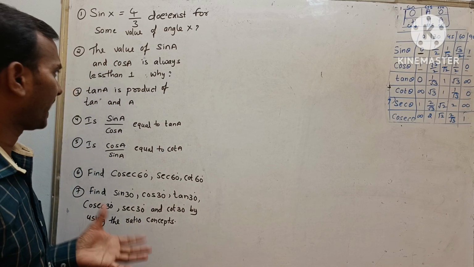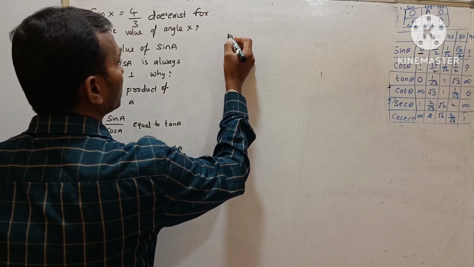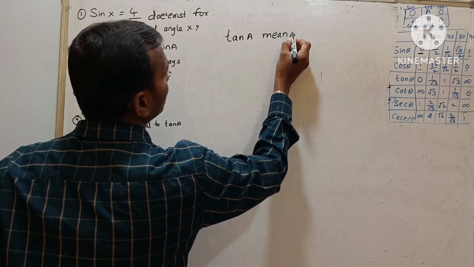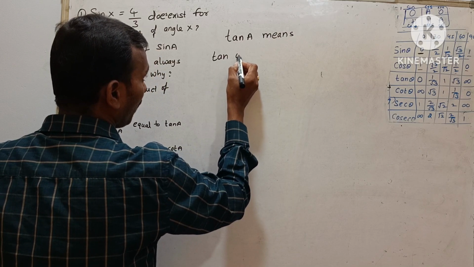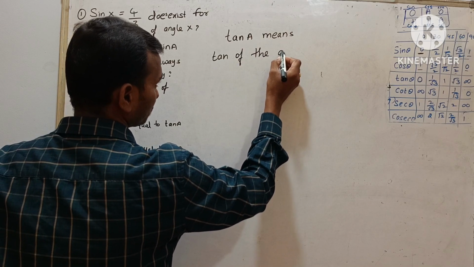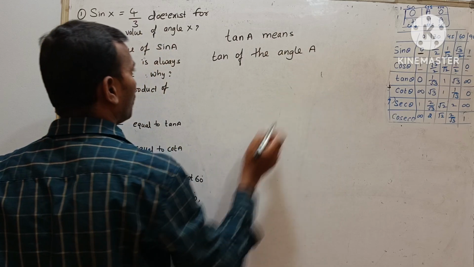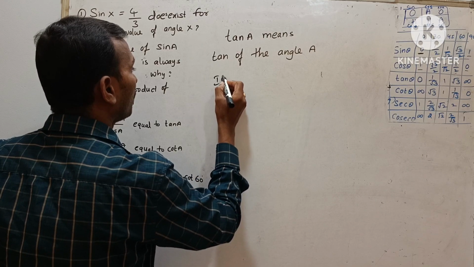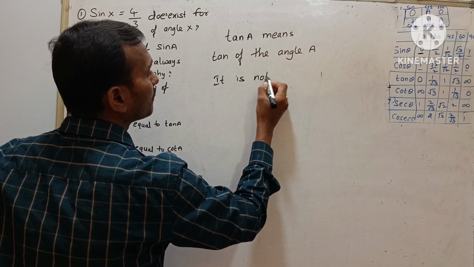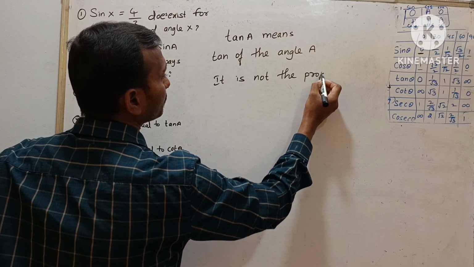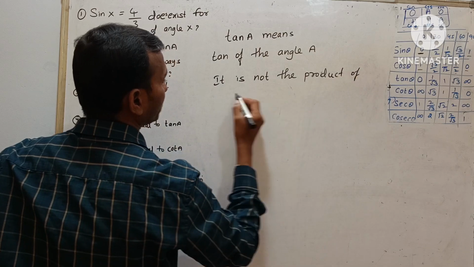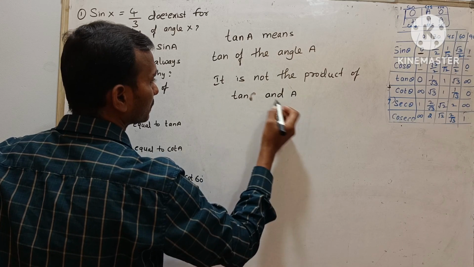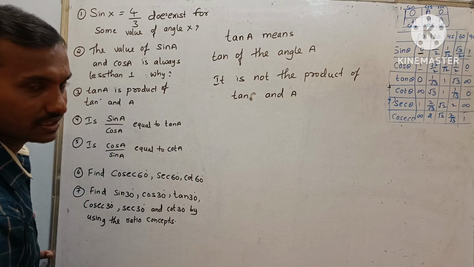Next question number 3. Tan A is the product of tan and A. So tan A means tan of angle A. It is not the product of tan and A. It is the tan of the angle A. That's why it is not the product of tan and A. So this is wrong. Tan A means tan of the angle A.